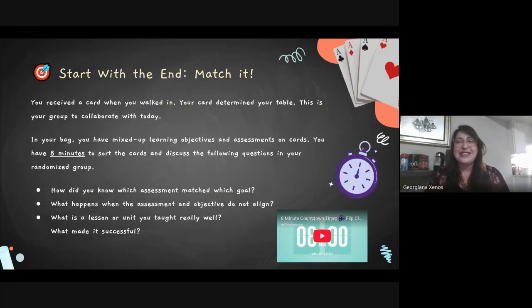Remember, every team depends on every member. So please be part of your team and be willing to collaborate. This would be the time that I would start the timer and the teachers would collaborate on this little hands-on activity just to get everybody talking.